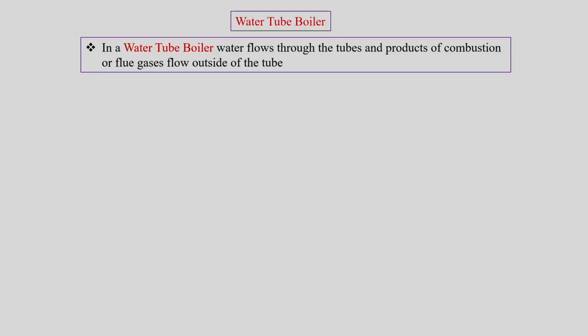Then the second type based upon the flow of gas and water is called the water tube boiler, and in the water tube boiler we will have water passing in tubes from the exhaust or combustion products of the reaction.